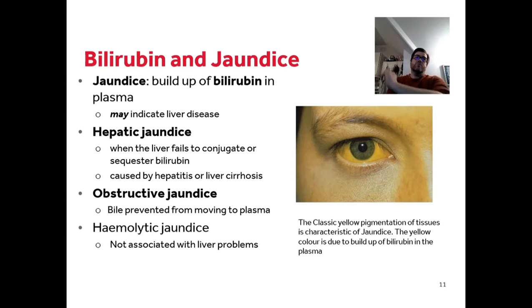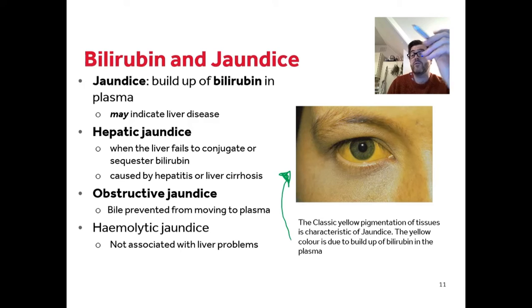And that brings us to bilirubin and jaundice. Now, jaundice is a disease which is characterized by a buildup of bilirubin in the blood plasma. And because we've already talked about bilirubin being conjugated in the liver and excreted by the liver, what that could mean is that it could be an indicator of liver disease. So this just shows the classic yellow pigmentation of tissues characteristic of jaundice. And the yellow color is due to this increase.